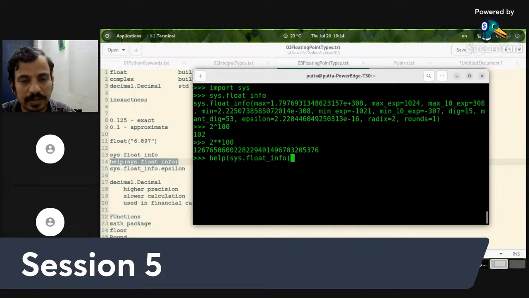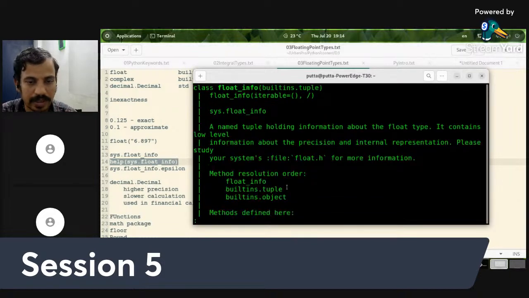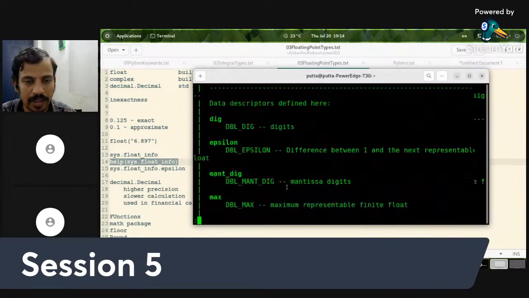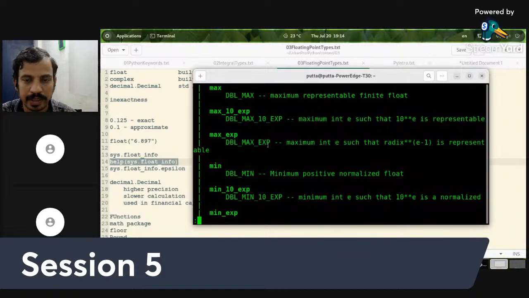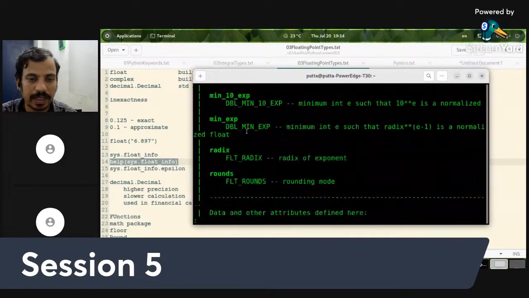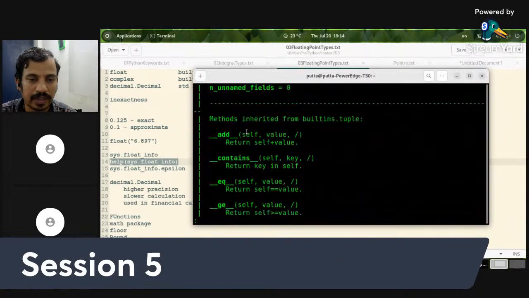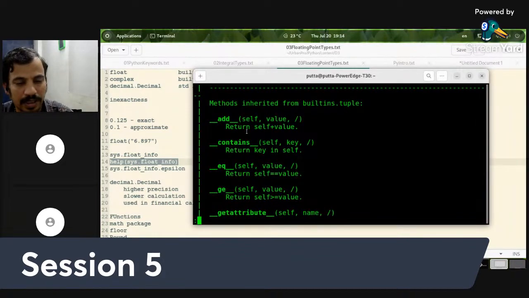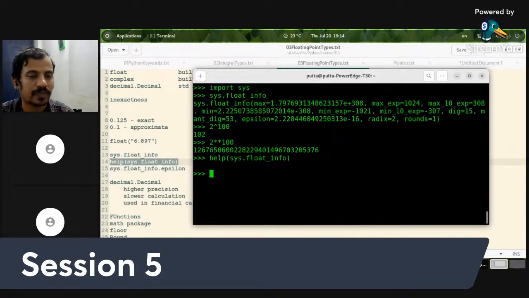Help sys dot float info. The same thing that you typed, just type it within the help menu. So it tells you what the meaning of all the fields is with regard to this particular value, sys dot float info.